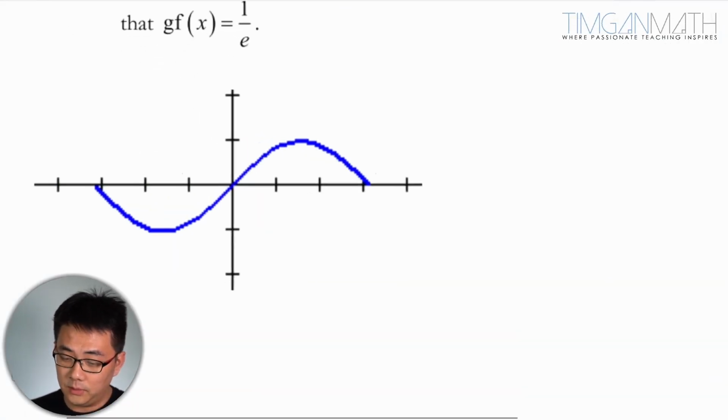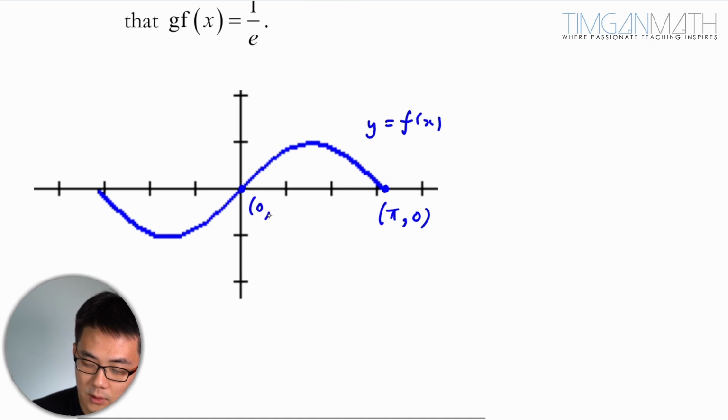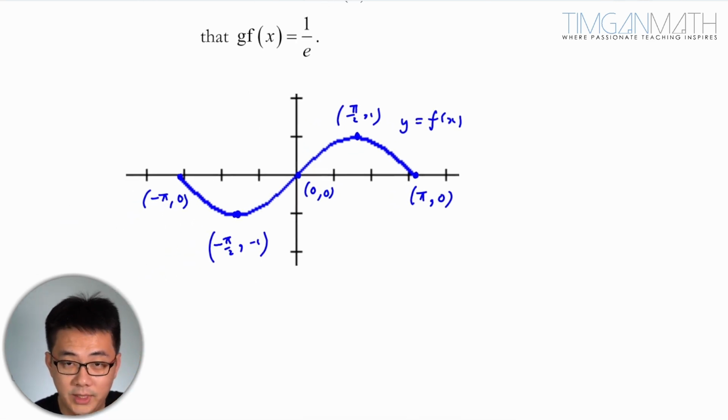This is a sketch here, so we know this graph as y equals f(x), where this is just pi, 0, and this is 0, 0, and this is minus pi, 0, and this is obviously pi over 2, 1, and this is minus pi over 2, negative 1. So we have all these points here.